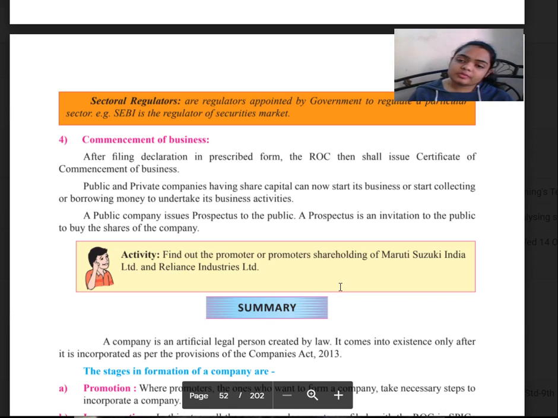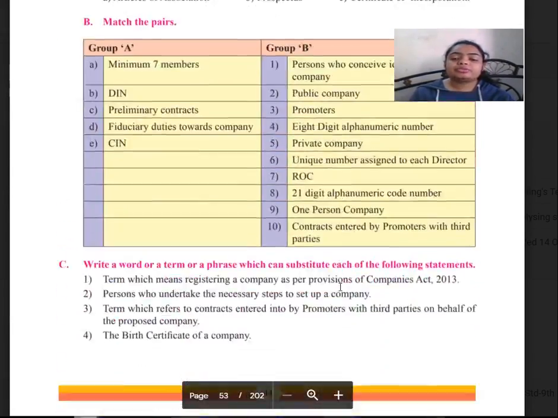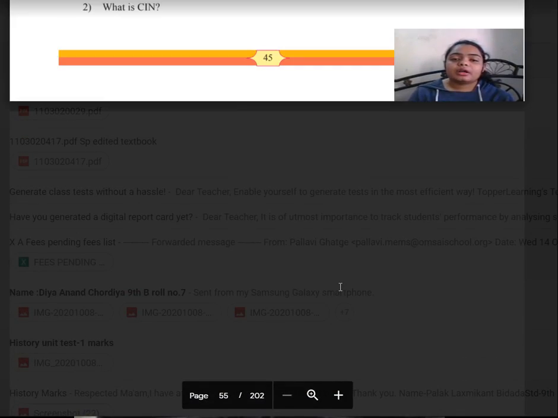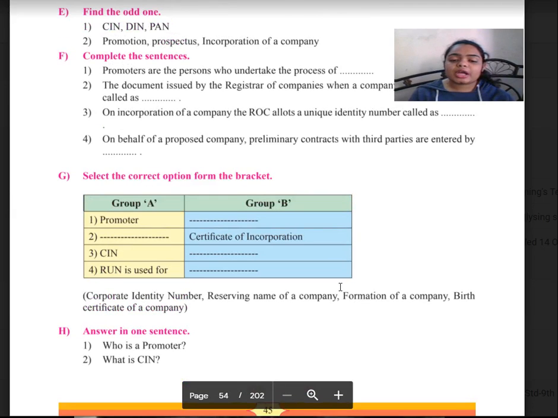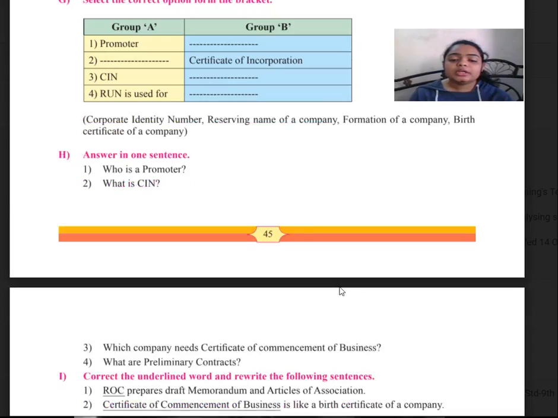So in this process, we have formed a company and we have started with the company. With this we complete the third chapter from our syllabus, that is formation of a company. You can go through the chapter and all the objectives, and we shall see the next chapter after this. Now we shall start with the next topic.